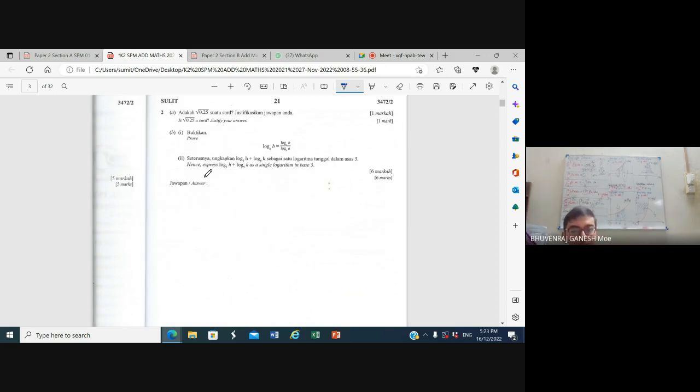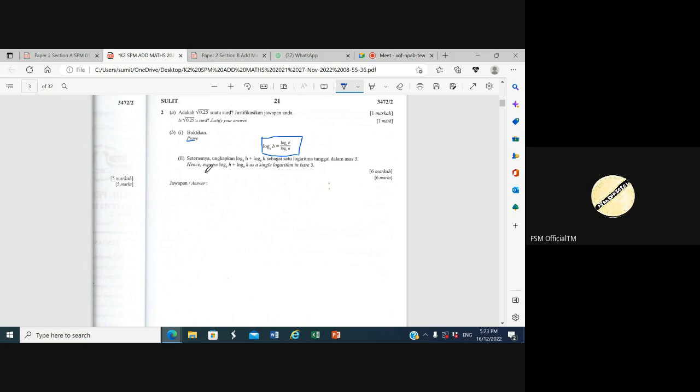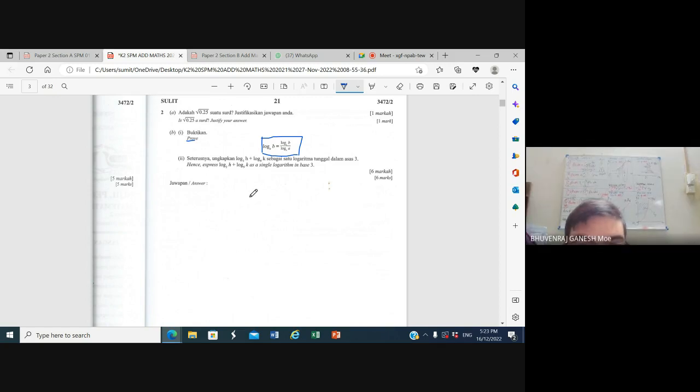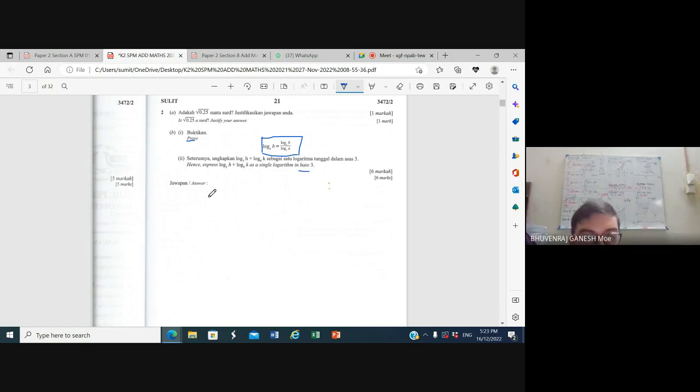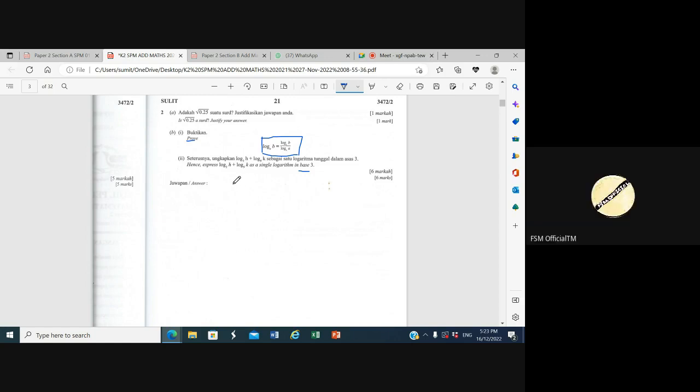Here they asked to prove this. Did we see this in our Perchuban? No. So this is the difficult part. The first difficult question, they ask you base 3. That's logs, not number bases. It's just applying your law of logs only.